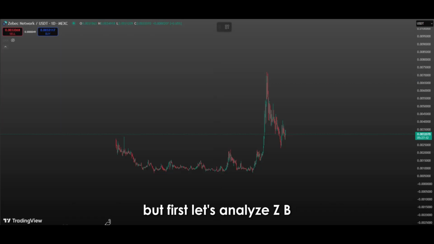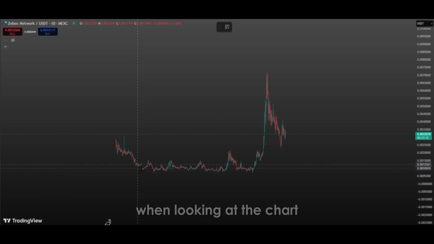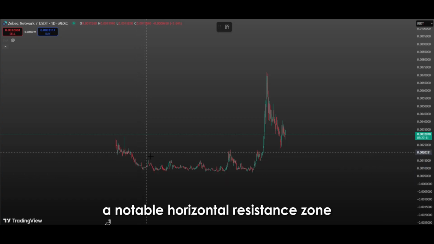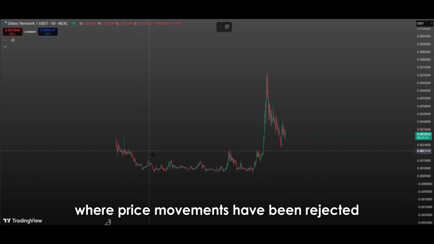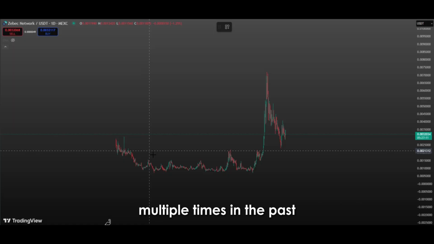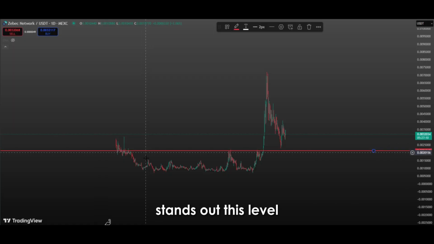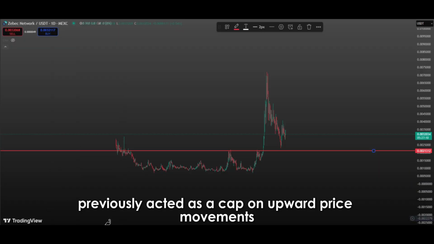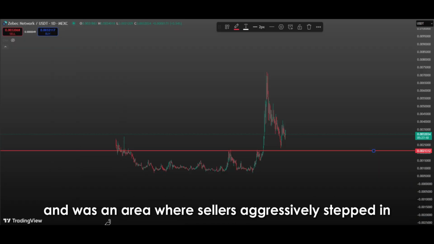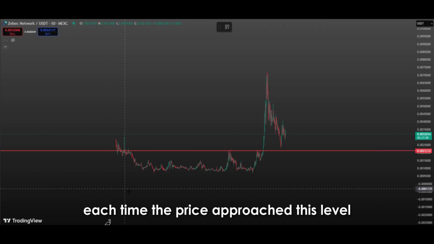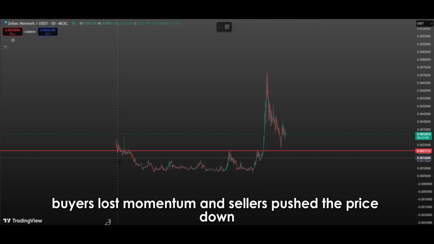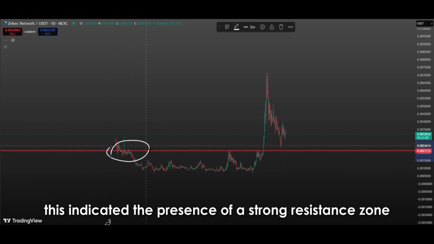But first, let's analyze Zbcn. When looking at the chart, a notable horizontal resistance zone where price movements have been rejected multiple times in the past stands out. This level previously acted as a cap on upward price movements and was an area where sellers aggressively stepped in. Each time the price approached this level, buyers lost momentum and sellers pushed the price down. Technically, this indicated the presence of a strong resistance zone.